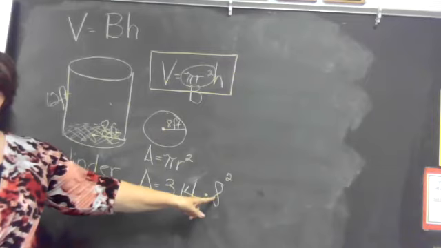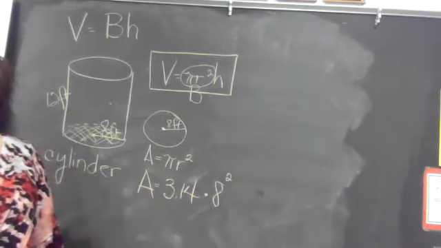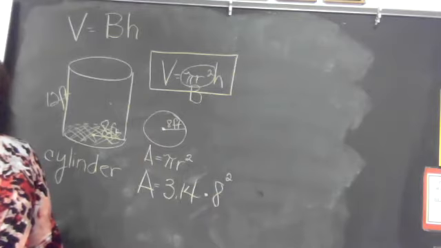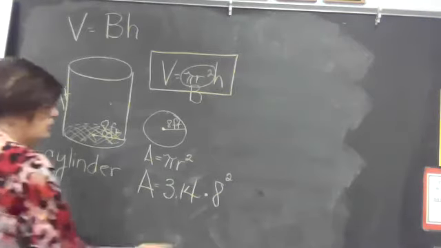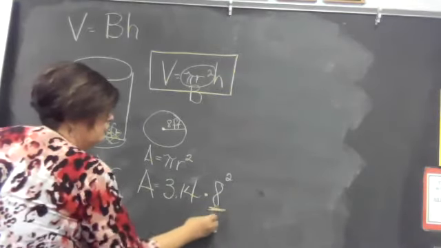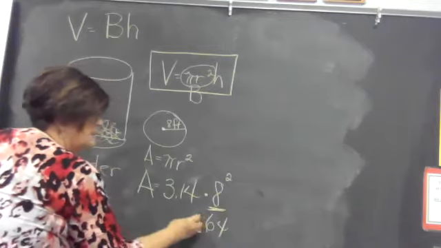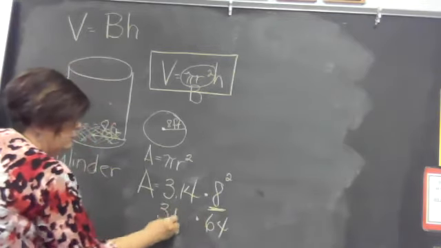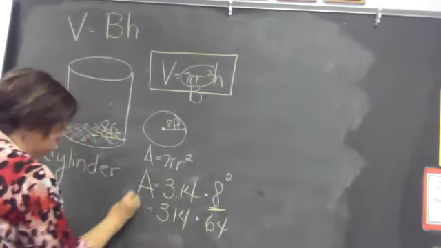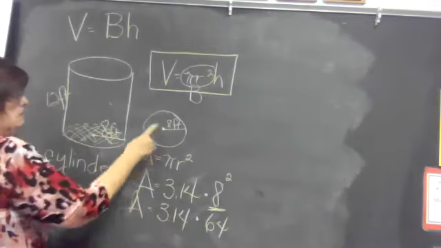64. Do 8 squared on your calculator. Just do 8 and then enter. 64. Okay, so we have to do exponents first. We have 64 times 3.14. That's going to be the area of the base.